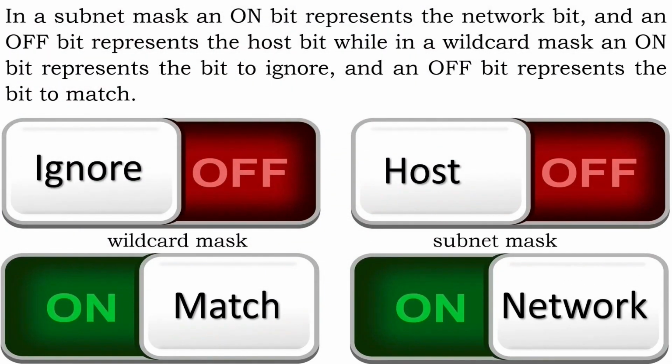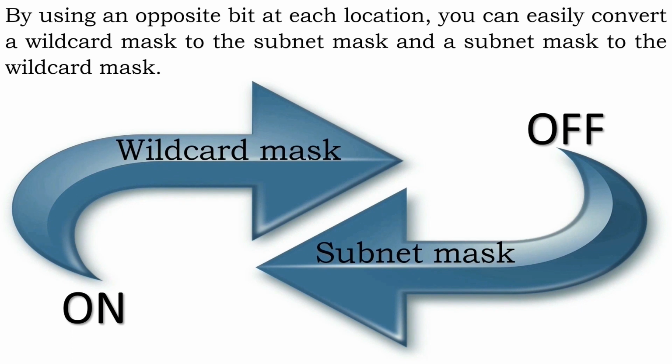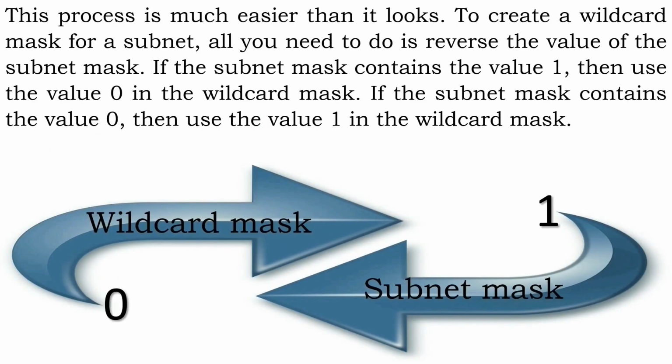In a subnet mask, an on bit represents the network bit, and an off bit represents the host bit, while, in a wildcard mask, an on bit represents the bit to ignore, and an off bit represents the bit to match. By using an opposite bit at each location, you can easily convert a wildcard mask to the subnet mask and a subnet mask to the wildcard mask. This process is much easier than it looks.